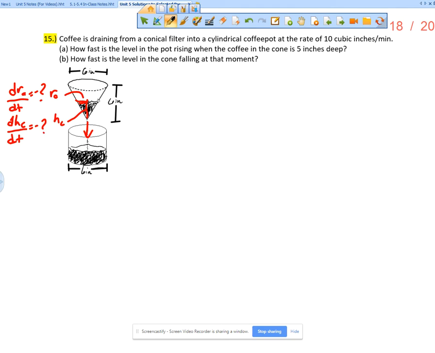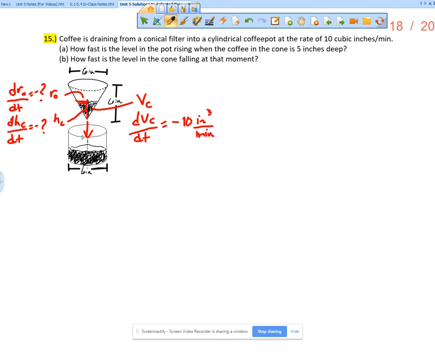Now, there is a particular volume of coffee in the cone, so we could say there is a V sub C, and it is, of course, changing. So there is a dV sub C dt, which says it's draining at a rate of 10 cubic inches per minute. That is actually a negative number because that amount is decreasing. So negative 10 inches cubed per minute. That's dealing with the cone.